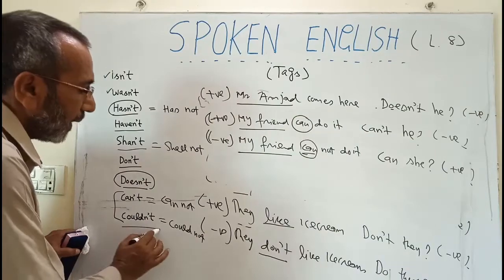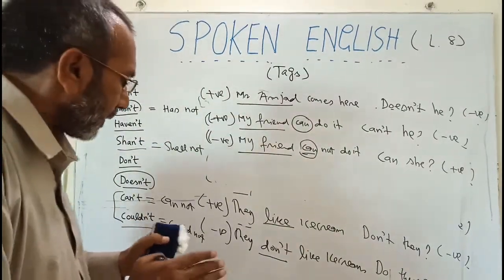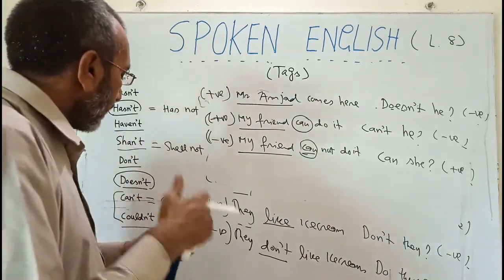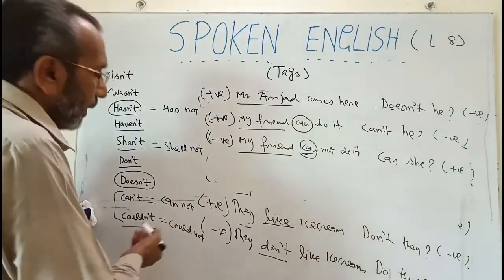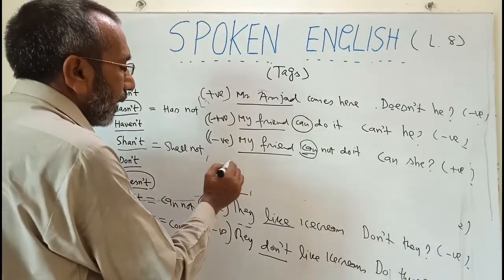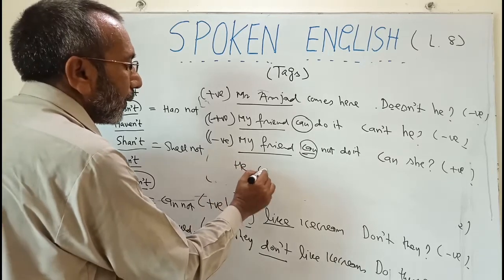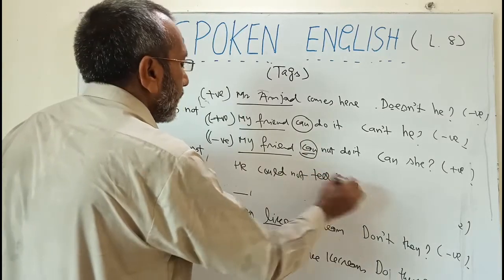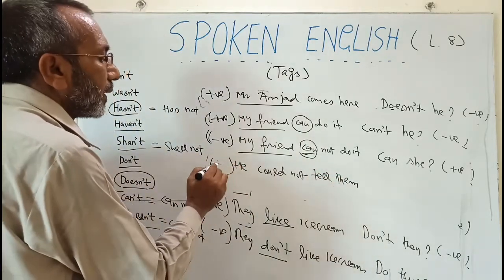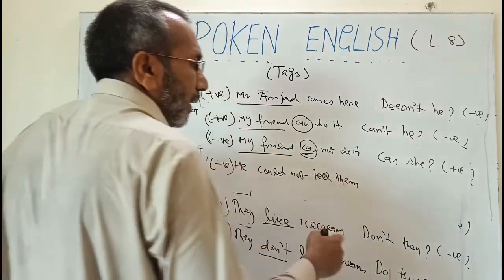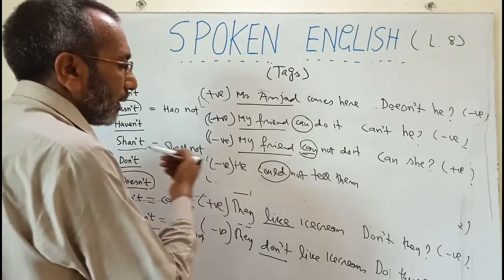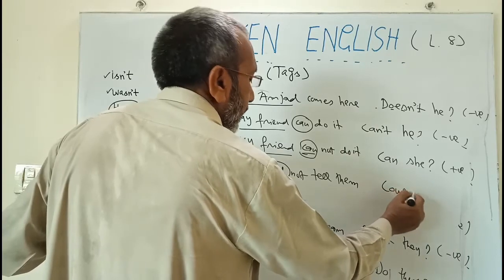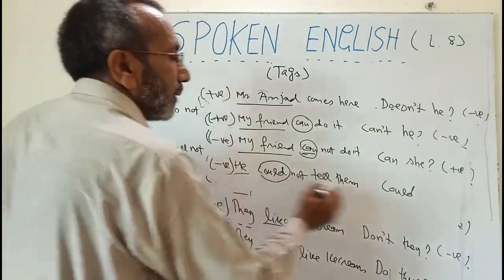And the last is couldn't. Couldn't stands for could not, and I think all of you know it is used in the past form, when something could not happen in the past. Suppose I say "I think he could not tell them." For confirmation, the expression is negative, so the tag must be positive. The positive tag is "could", and then "he". That's all.